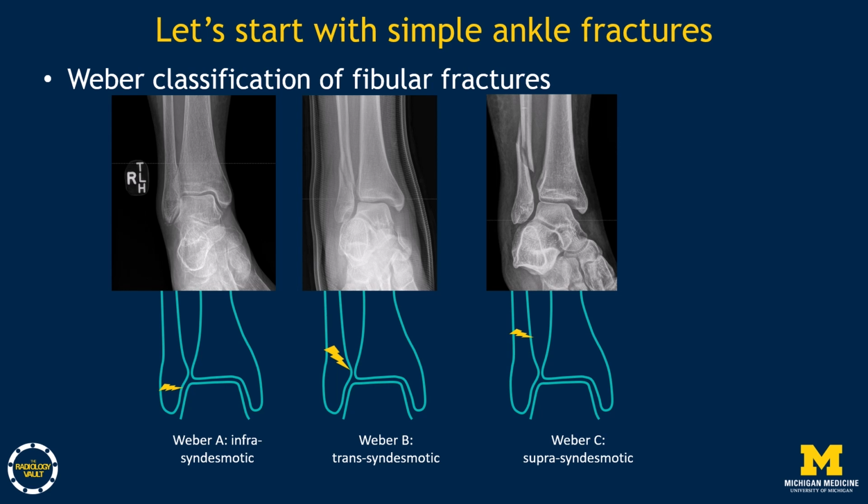The Weber classification helps identify the severity of the ankle injury. Weber A fractures are infrasyndesmotic and associated ligamentous injuries are uncommon. Weber B fractures are transsyndesmotic and more often have associated ligamentous injuries. Weber C fractures are suprasyndesmotic and associated with deltoid and syndesmotic tears.